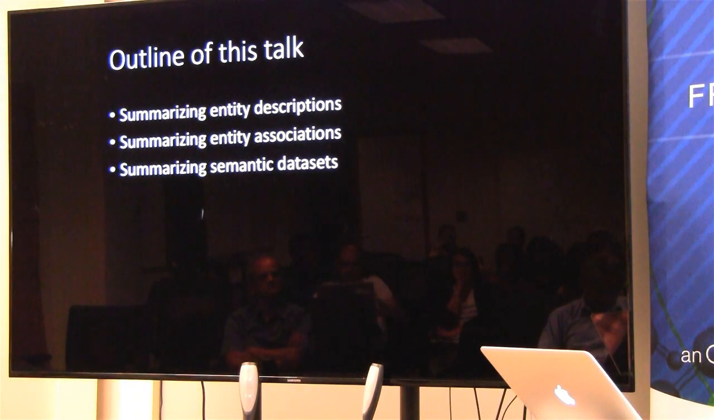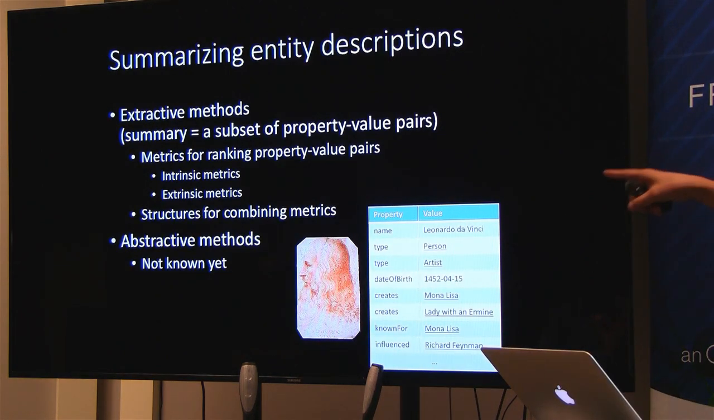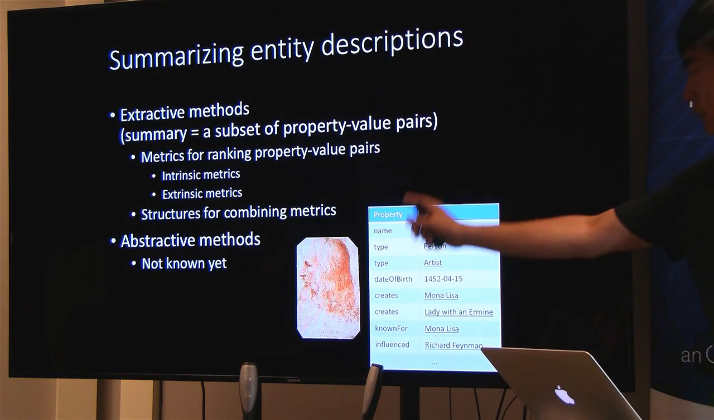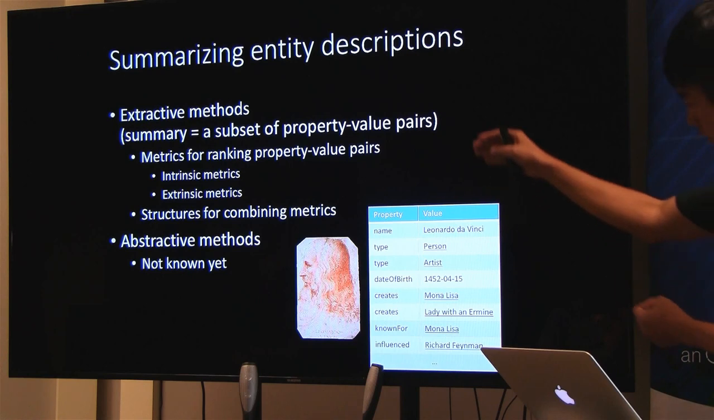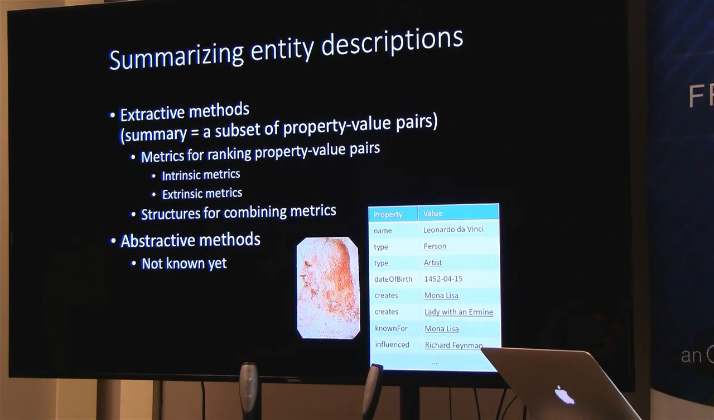Okay. So next, I will just briefly review some recent advances in the data summarization field, based on the different tasks or application scenarios that they try to meet. And I will particularly focus on some of our recent work. First is summarizing entity descriptions. Here is an example description of an entity, Leonardo, and we show several properties of this entity. You know, in practice, such a table can be very long, because Leonardo usually has 300 or 400 property value pairs that describe this entity.